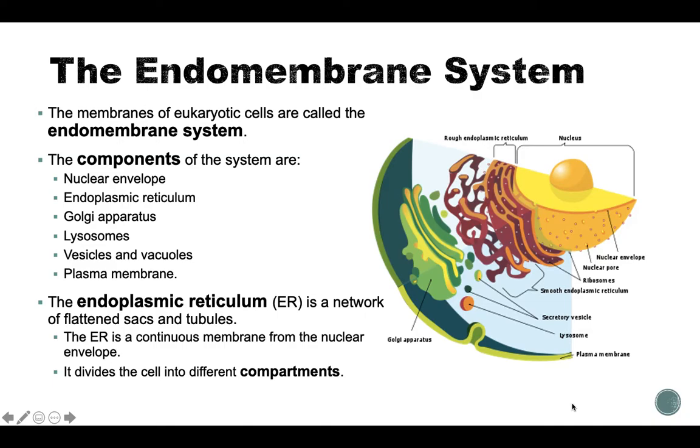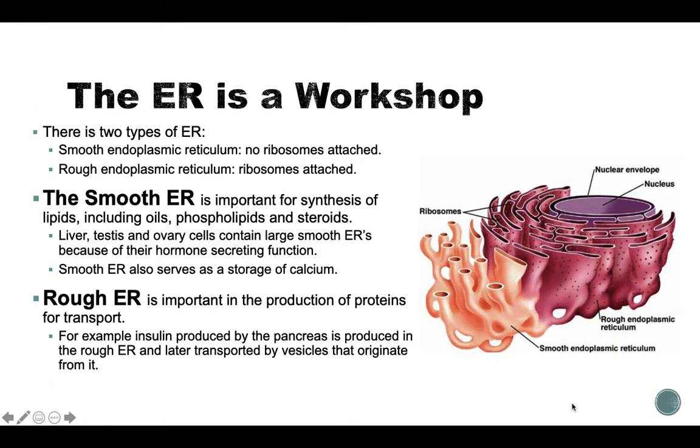The endoplasmic reticulum specifically, for short we call it ER, is a network of flattened sacs and little tubules that are spread all around the cell. The ER is a continuous membrane from the nuclear envelope. That means that they're built of the same thing, and it divides into different compartments that allow different functions to occur in there at the same time.